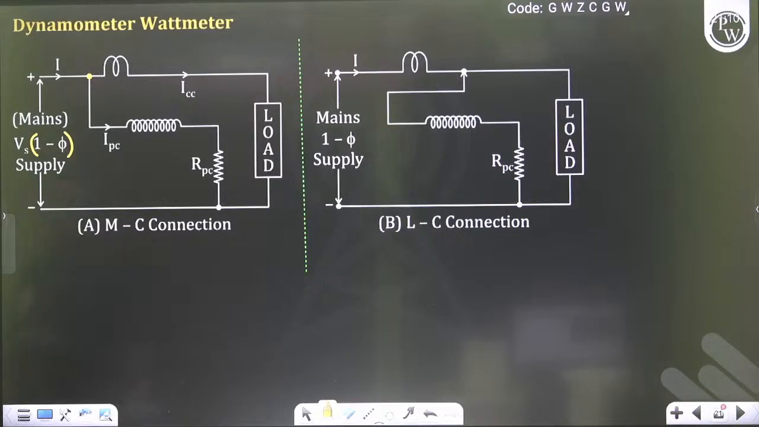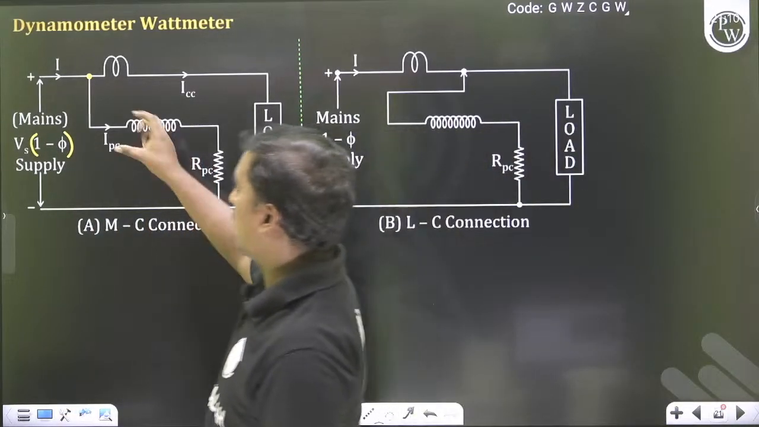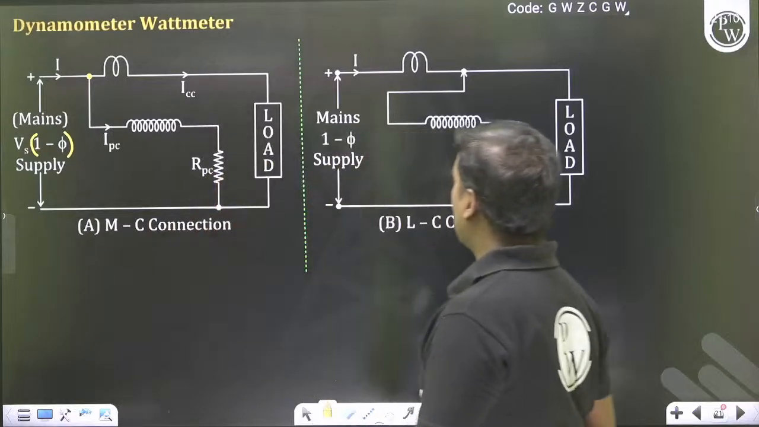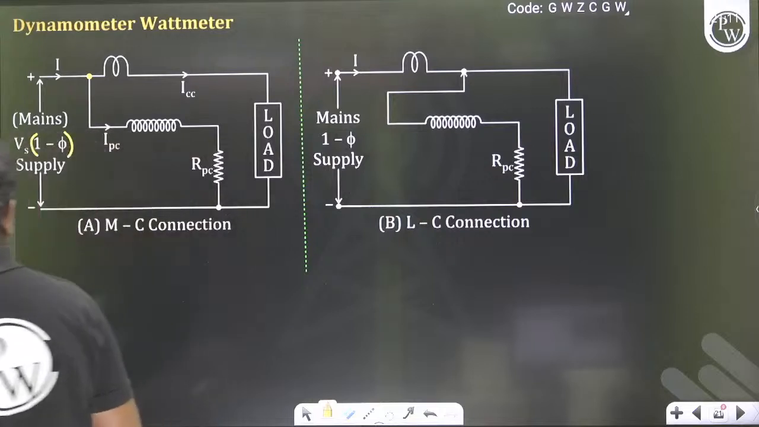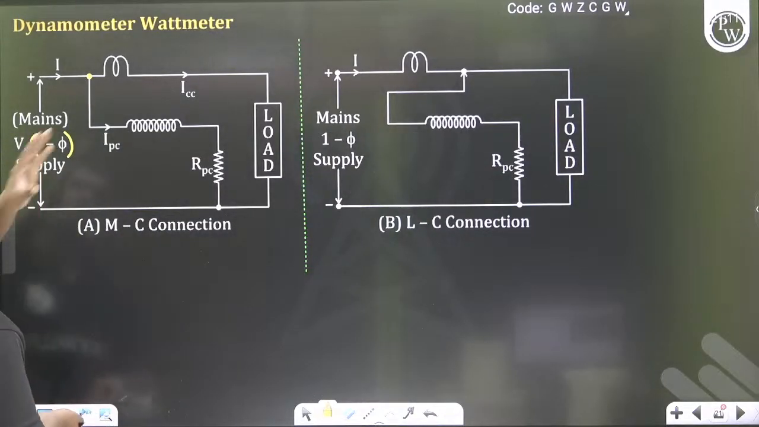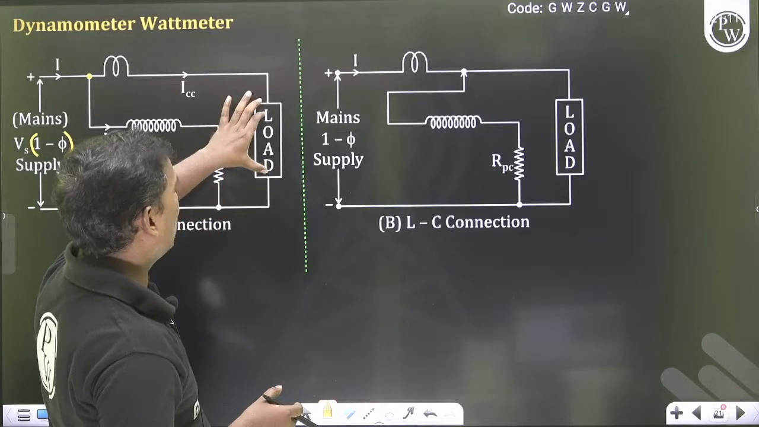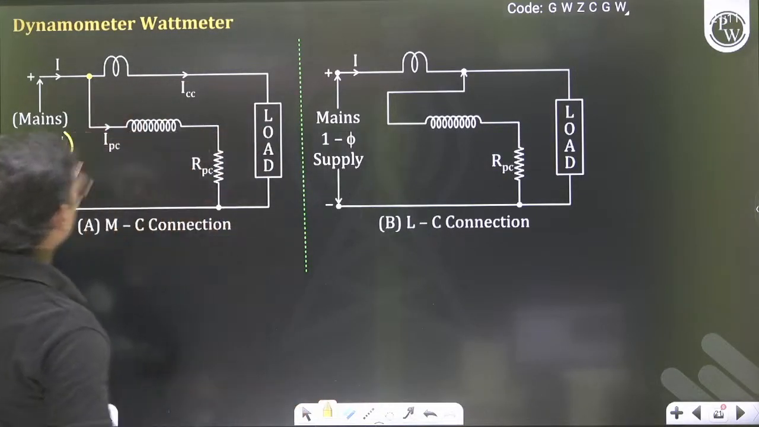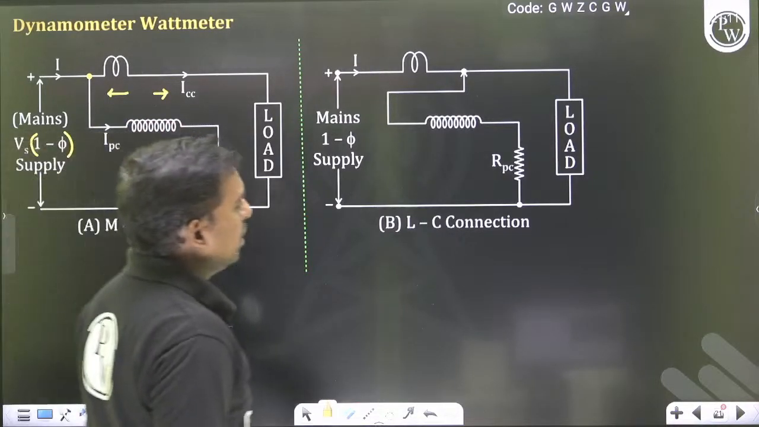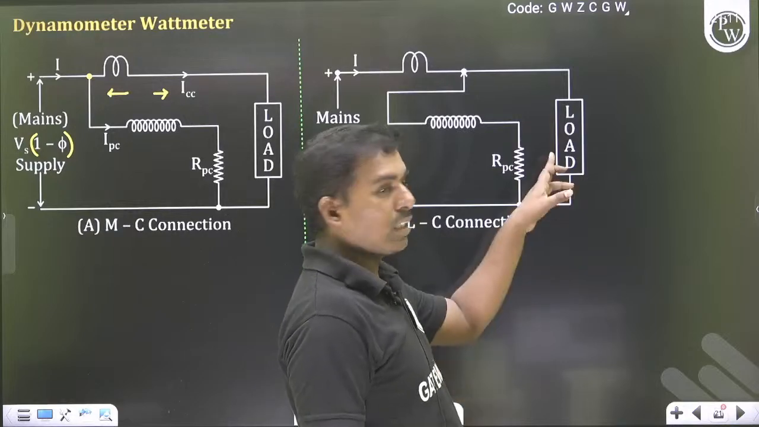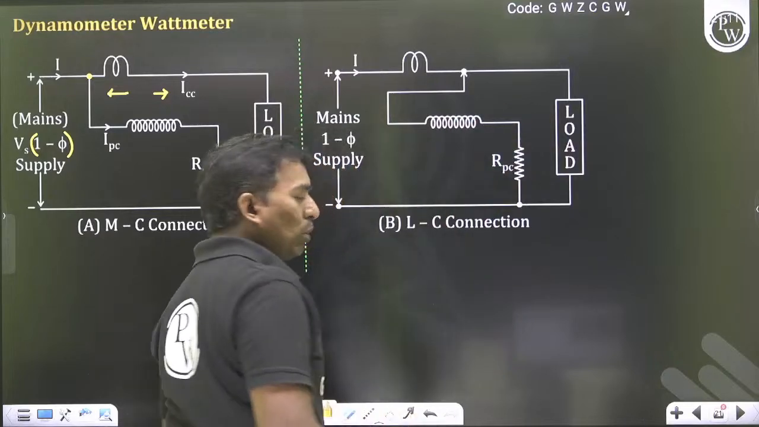चलो, so if you see this MC connection and LC connection, in MC connection this particular moving coil is connected at the main side. In LC connection the same moving coil is connected at the load side. Okay, so that is the issue. So now if it is connected at the main side, then what is the actual power? Generally the power is the power consumed by this load, but when it is connected here, the power consumed by this current coil is also going to come into the picture. Similarly here, the true value of the power to be measured is the power consumed by the load, but because of this connection, in addition, the power consumed by the potential coil is also going to come.